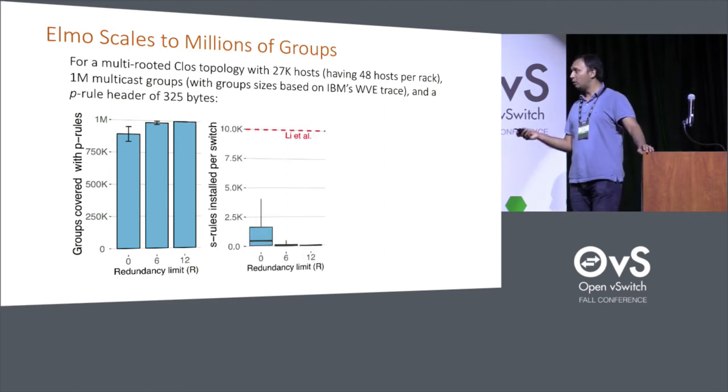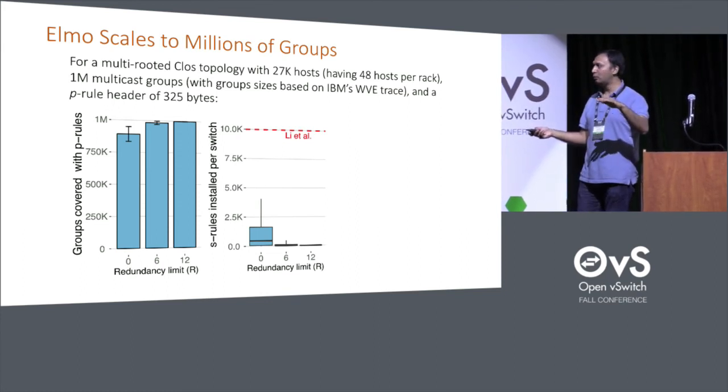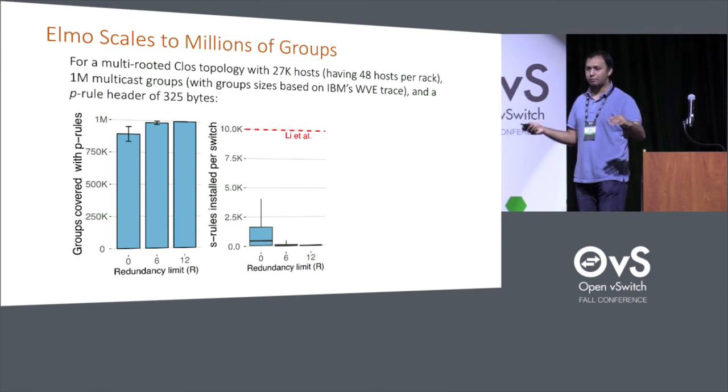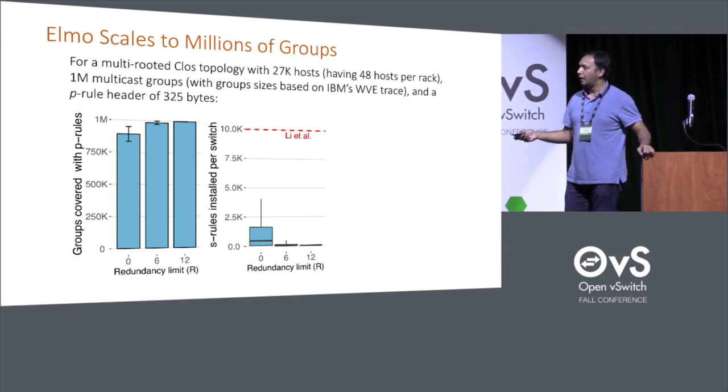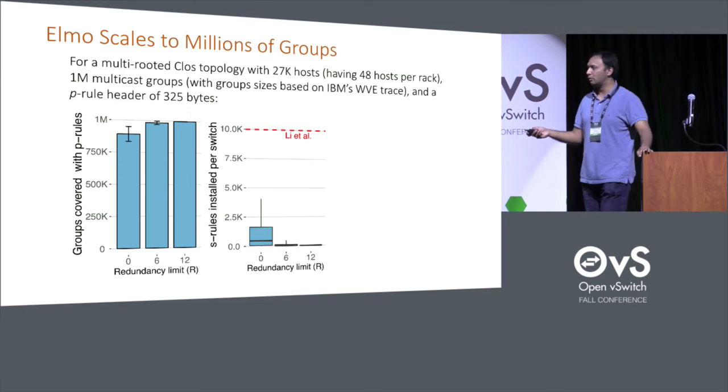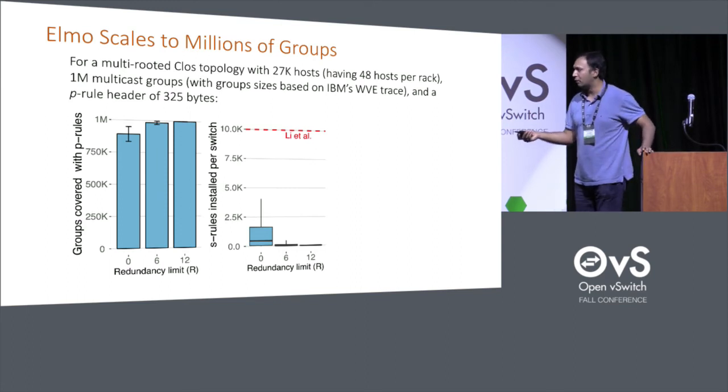The corresponding change in the S rule tables: if we don't allow any extra transmissions, then pretty much 95% of the switches are using less than 4K rules, which is much less than the typical SDN-based implementations, like in the paper by Lee et al. And if we relax this constraint of extra transmissions, then the number of rules is less than 100 in all the switches, so typically we are not using any of the space.